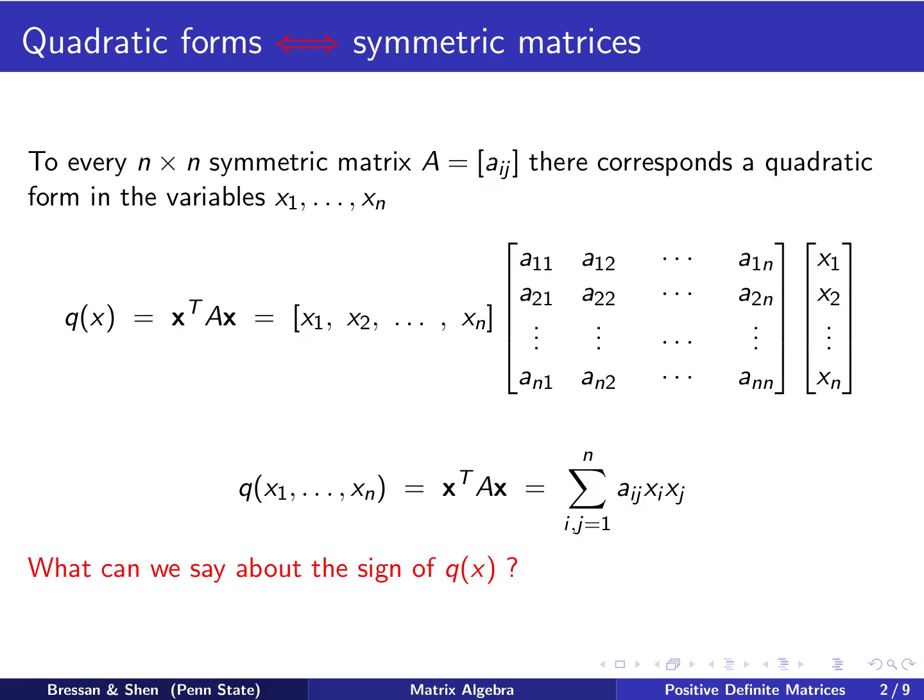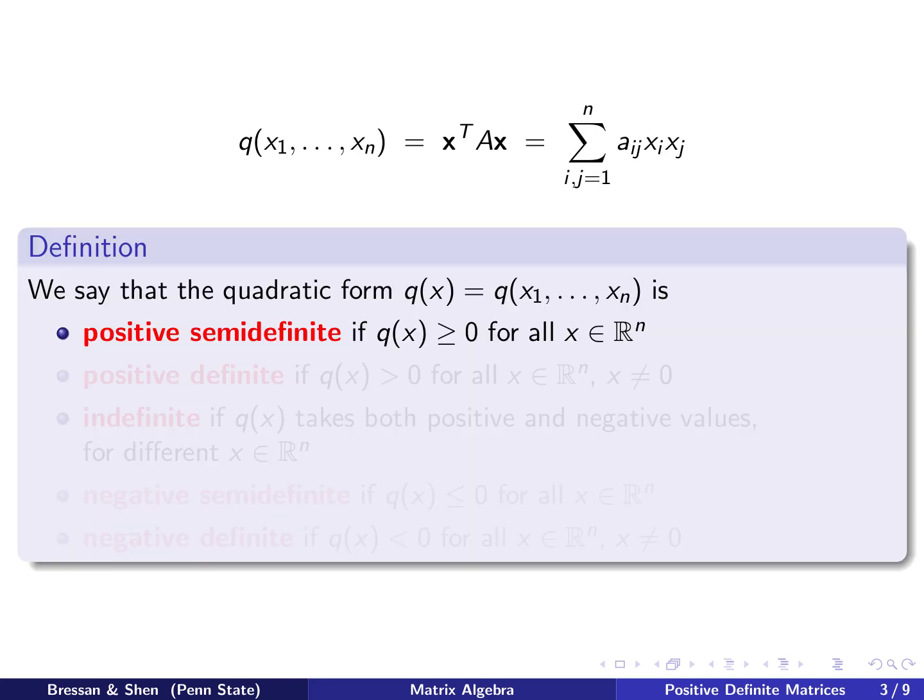So the question we want to ask is the following. What can we say about the sign of this quadratic form? Does it always take a positive value, or a negative value, or sometimes either? It turns out that the sign of the quadratic form is of much interest, and we have definitions for various cases. So here is the definition.